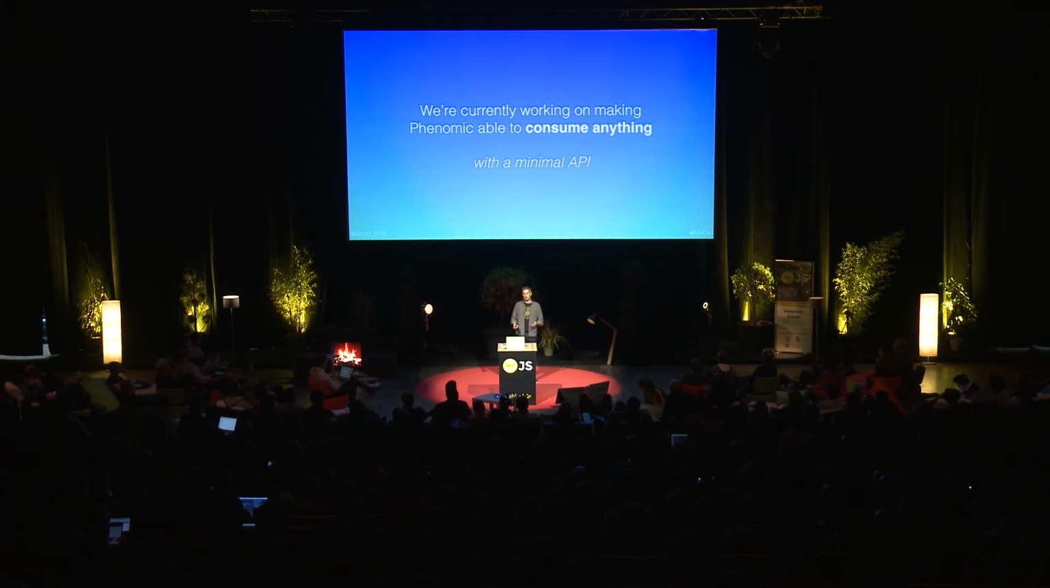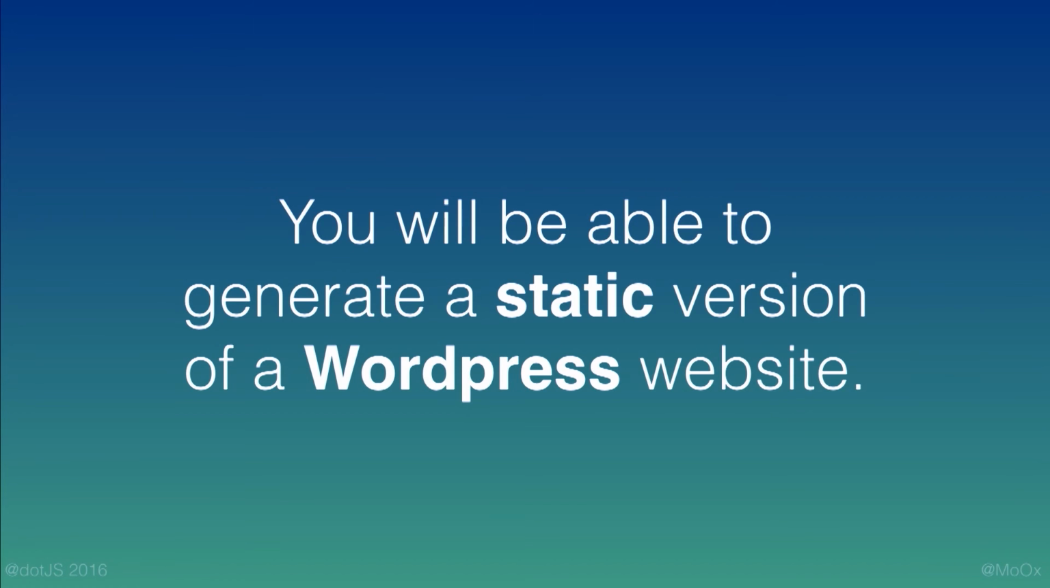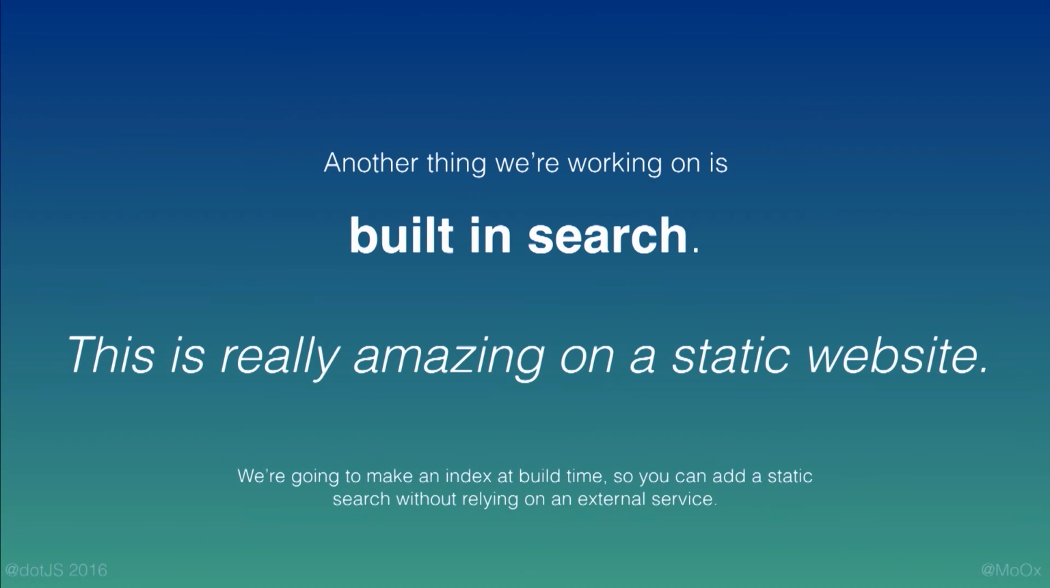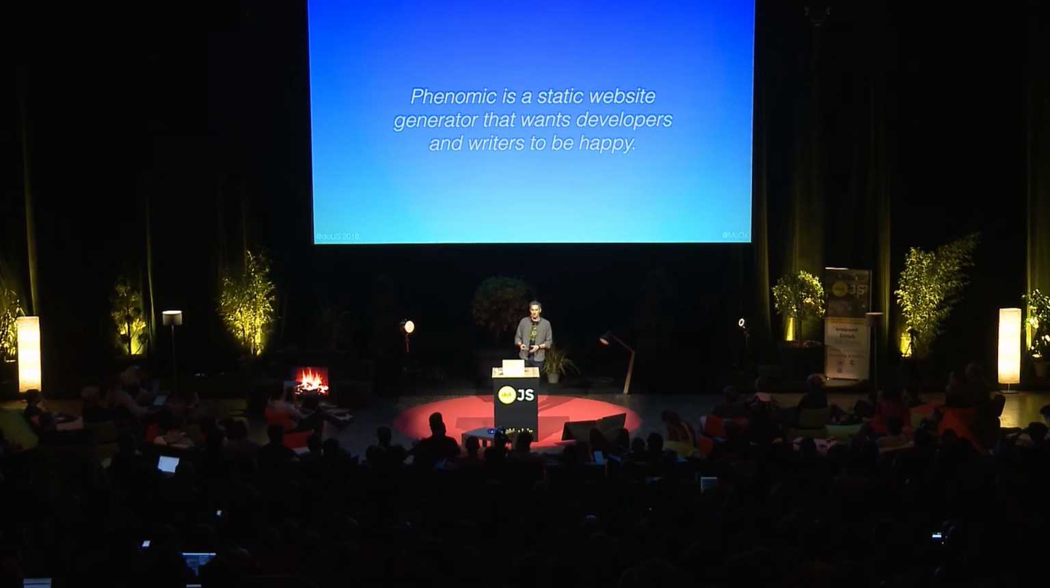We are currently working on making Phenomic able to consume anything with a minimal API. You will be able to generate a static version of a Wordpress website, for example. Another thing we are working on is built-in search. This is really amazing for a static website. We are going to make an index at build time, so you can add a static search without relying on an external service. Phenomic is a static website generator that wants just developers and writers to be happy.